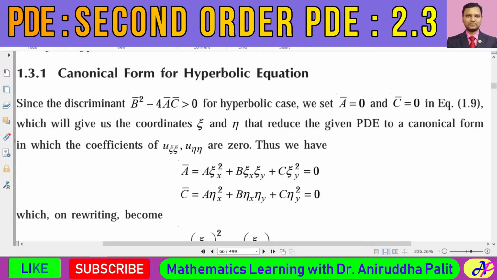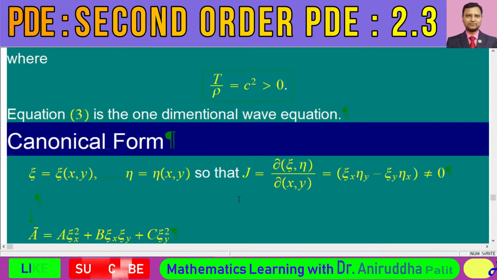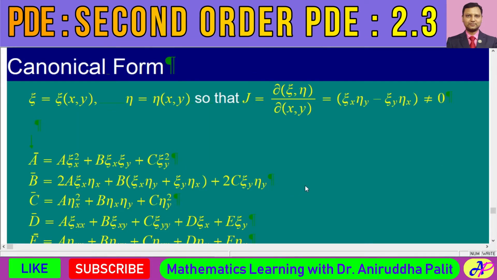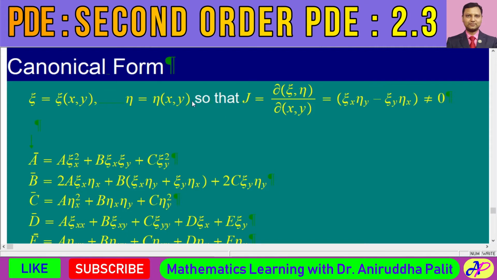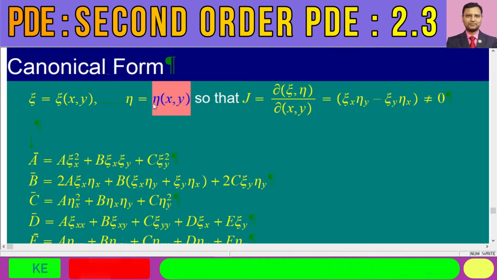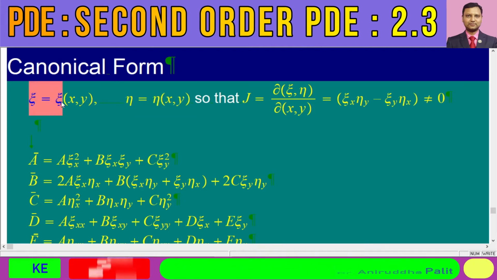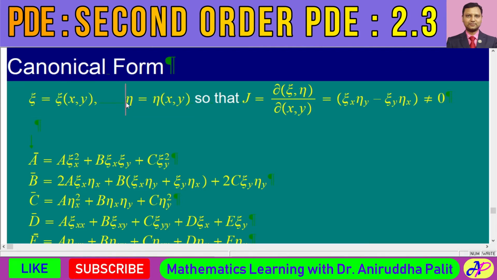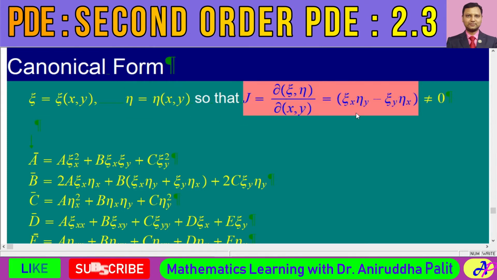Hello everybody. We were discussing this canonical form of second order linear partial differential equation. There I introduced two transformations, xi is equal to xi of x, y and eta is equal to eta of x, y, so that the Jacobian of the transformation is not equal to 0.